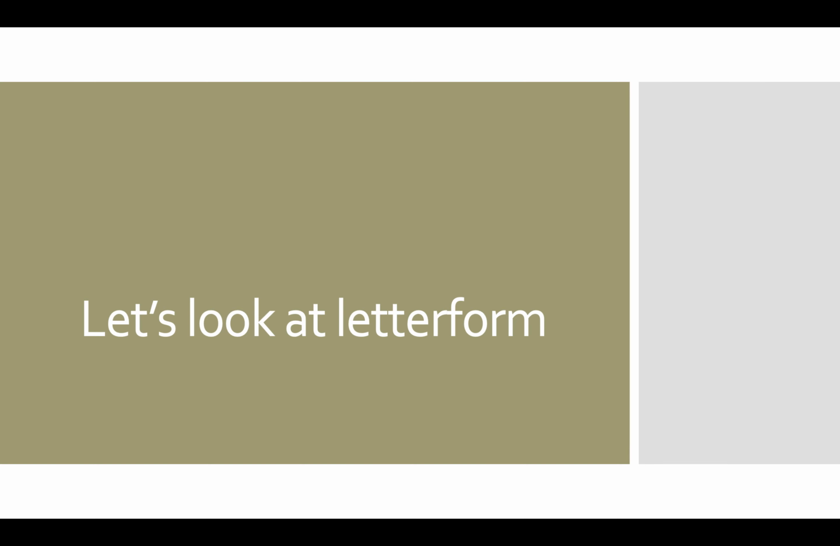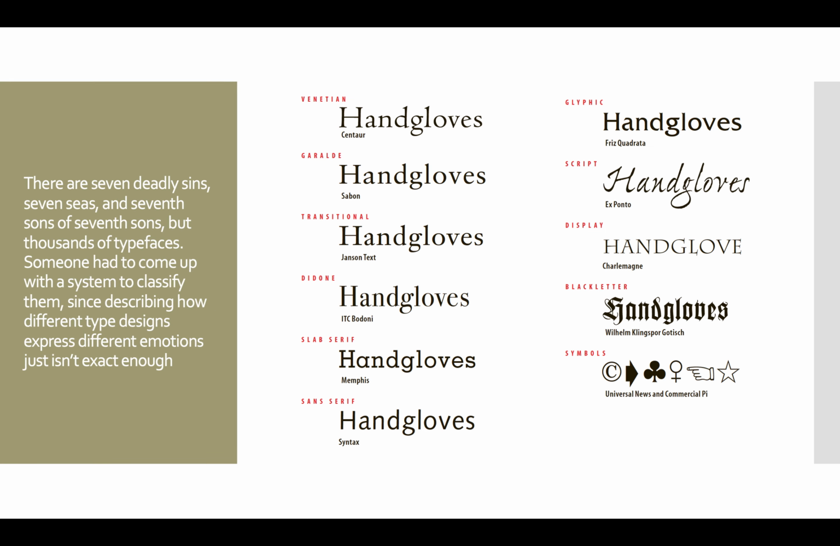So now let's have a look at the actual letter forms themselves and start thinking a little bit about what those shapes might communicate. So this is from Stop Stealing Sheep, which is by Eric Speakerman, and it's kind of a famous piece on typography. And so he says there are 7 deadly sins, 7 seas, and 7 sons of 7 sons, but thousands of typefaces. Someone had to come up with a system to classify them, since describing how different type designs express different emotions just isn't exact enough.